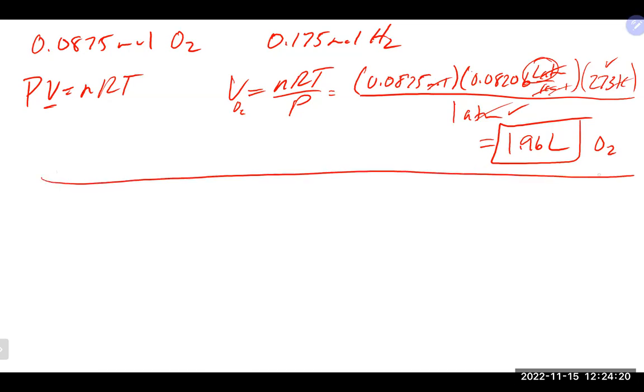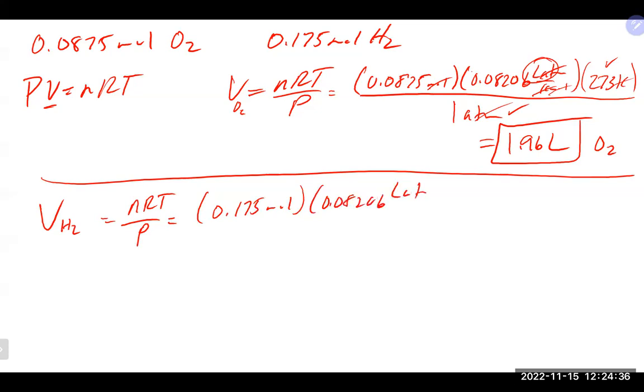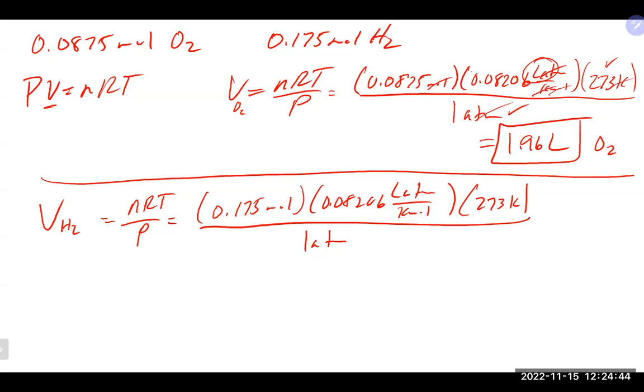We could do the identical calculation here for hydrogen, which would be nRT over P, obviously just using hydrogen moles, which would be 0.175, 0.08206, 273 Kelvin, and 1 atmosphere here. That gets us 0.175 times 0.08206 times 273, or 3.92 liters of H2.